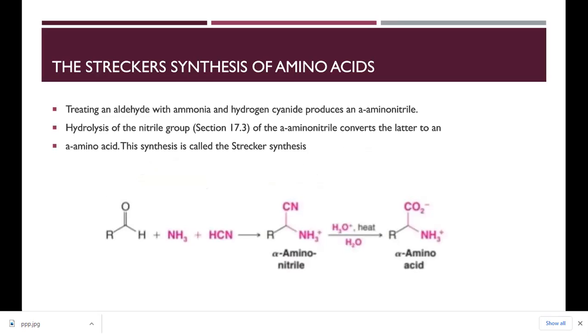The Strecker synthesis of amino acids. Treating an aldehyde with ammonia and hydrogen cyanide produces an alpha amino nitrile. Hydrolysis of the nitrile group of an alpha amino nitrile later converts it to an alpha amino acid. This synthesis is called the Strecker synthesis. Here the alpha amino nitrile is converted into alpha amino acids when we heat it in the presence of water.